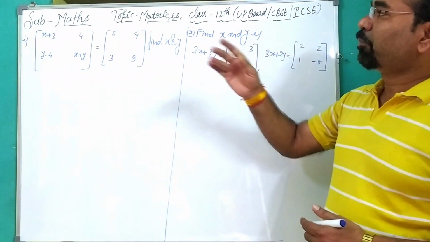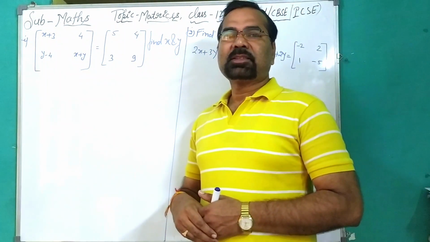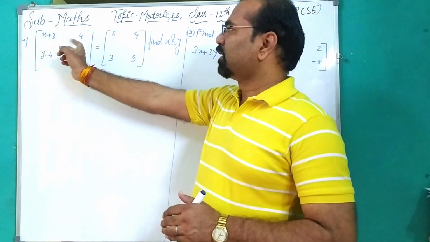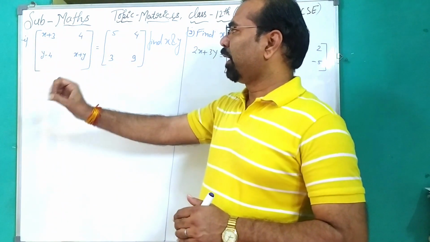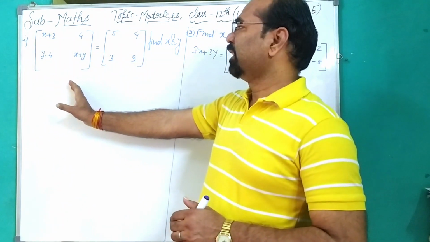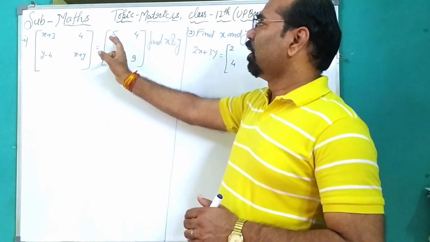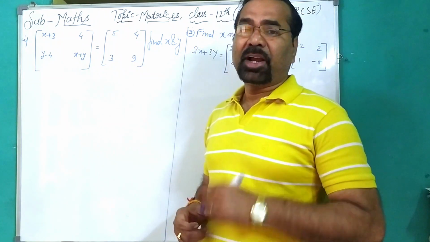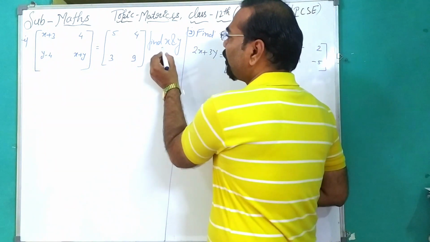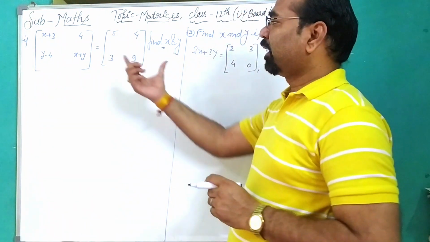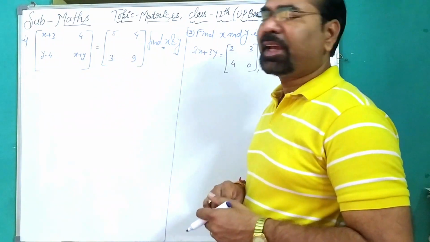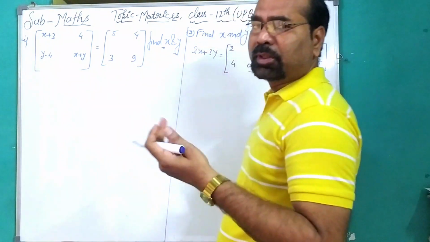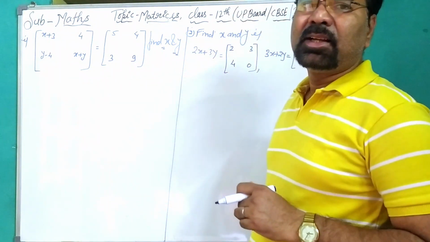Okay, students. Now we have another example. Suppose there are two matrices: one is x plus 3, 4, y minus 4, x plus y, equal to another matrix 5, 4, 3, 9. Then you can find the values of x and y. Both matrices are 2 cross 2, so they are equal matrices.